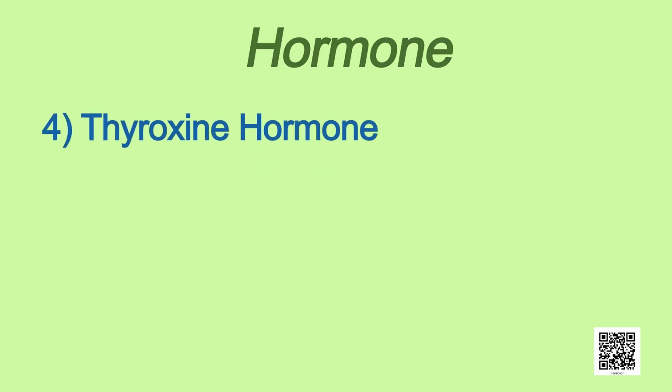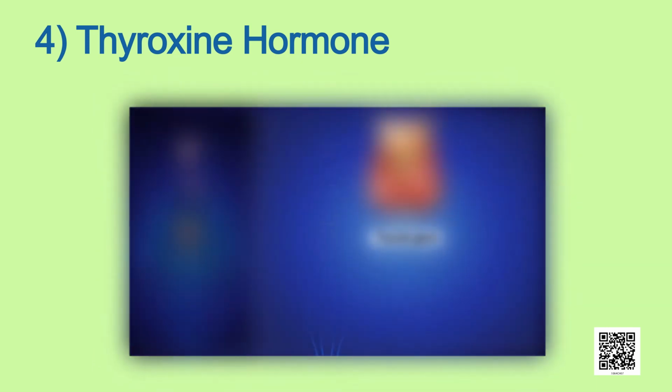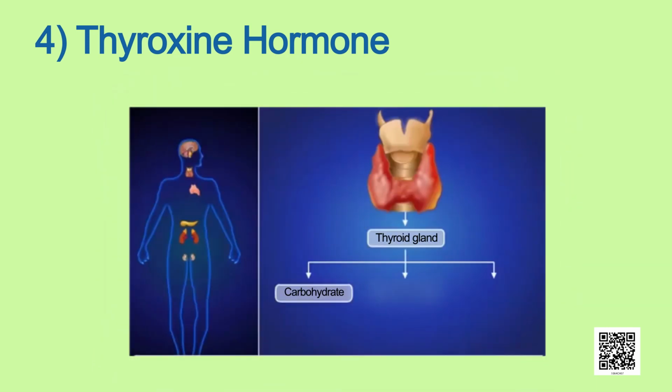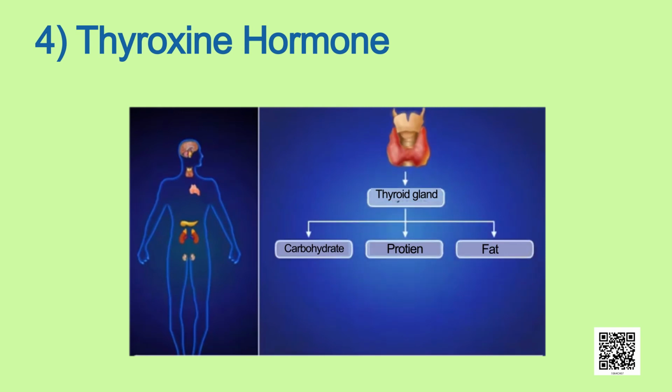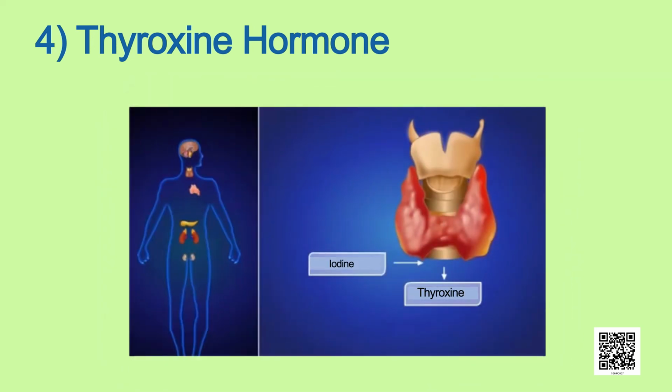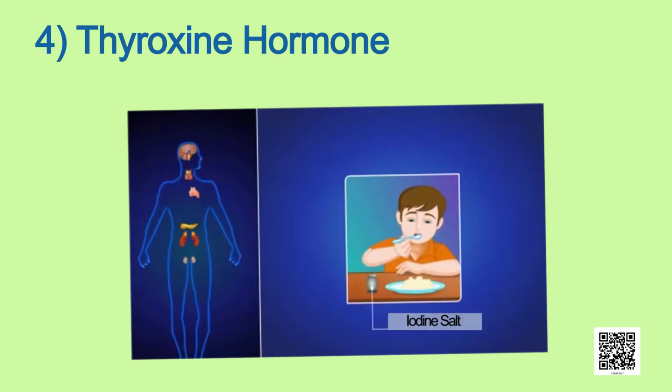Next hormone is the thyroxine hormone released by thyroid gland. Thyroxine regulates carbohydrate, protein and fat metabolism in the body so as to provide the best balance for growth. Iodine is essential for the synthesis of thyroxine. In case iodine is deficient in our diet, there is a possibility that we might suffer from goiter.